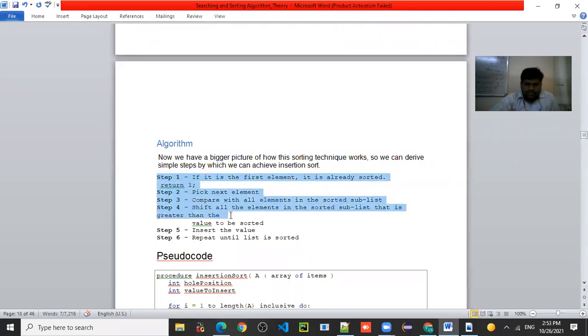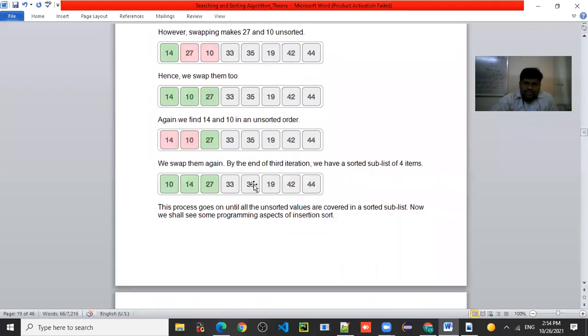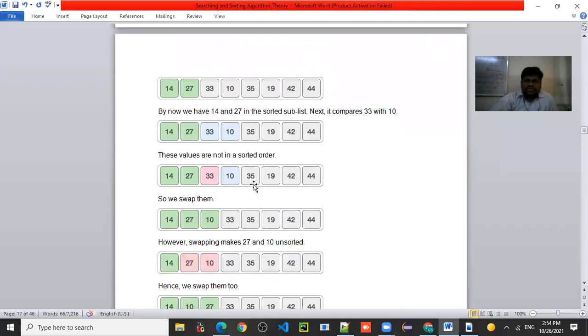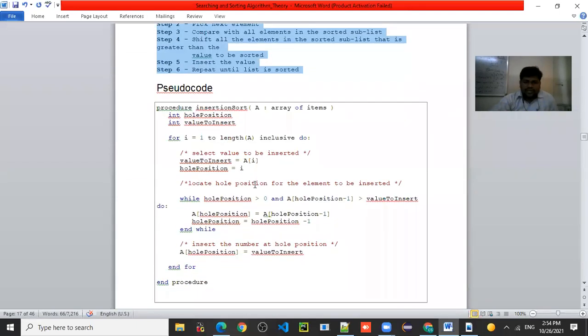Now here, the algorithm of insertion sort. The first step: if it is the first element, it is already sorted, so return. Pick the next element, and compare with all the elements in the sorted sublist. Shift all elements in the sorted sublist that are greater than the value to be sorted. Insert the value, and repeat until the list is sorted, right? The same procedure or technique we will use at the time of implementation, right?